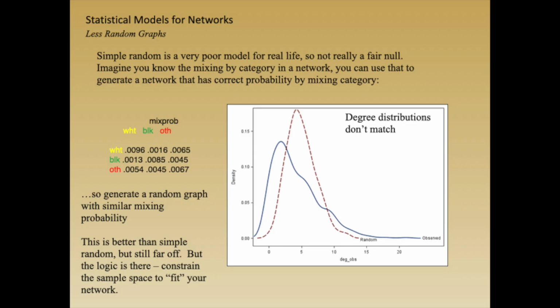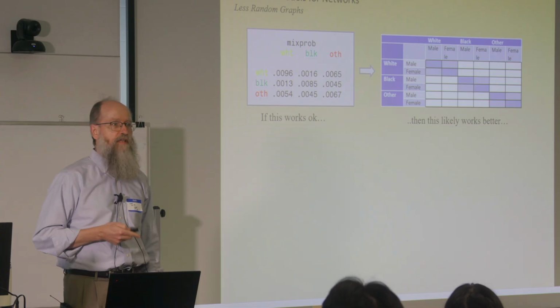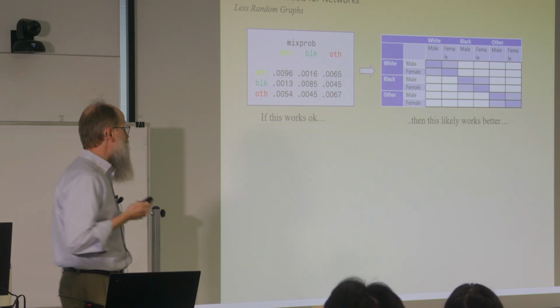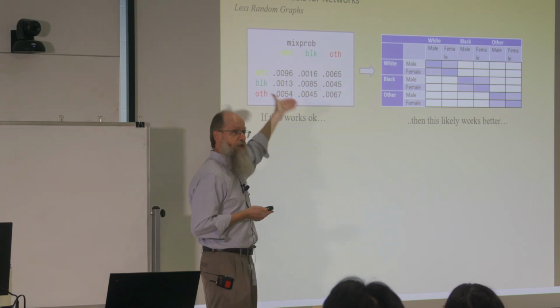Well, we can look at what's missing. In this case, I didn't match on degree distribution, so I should probably do that instead. So the degree distribution isn't right, and we might go through and do that. And the logic of this is very simple. We say, well, this works sort of, but not great. So let's make slightly smaller buckets, right? So instead of just buckets of white, black, and other, let's take white male, white female, black male, black female.